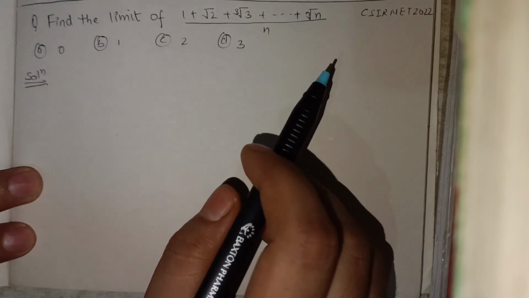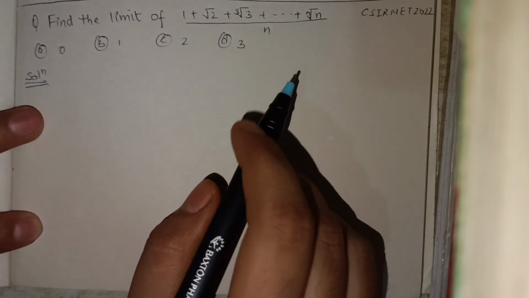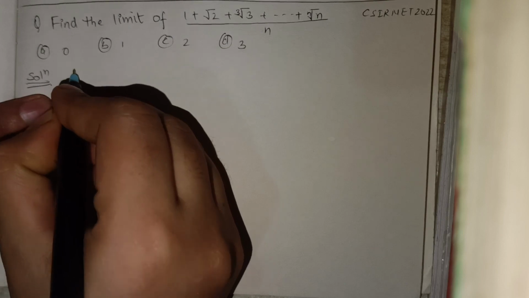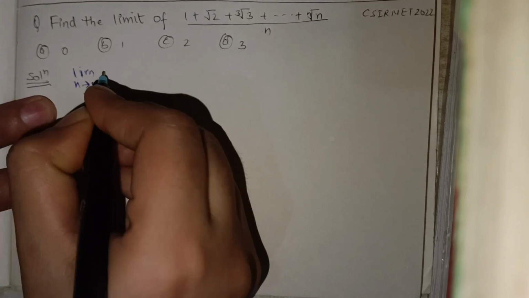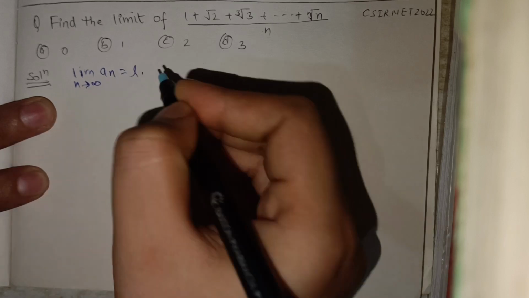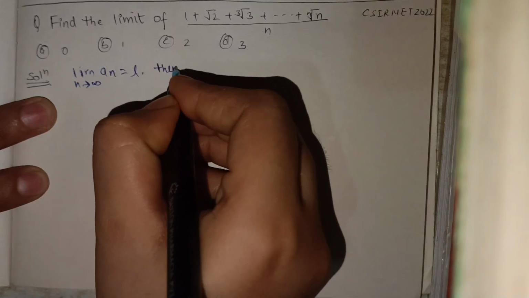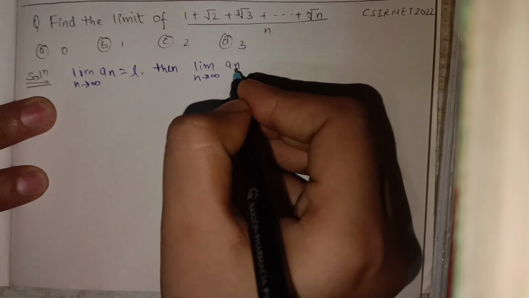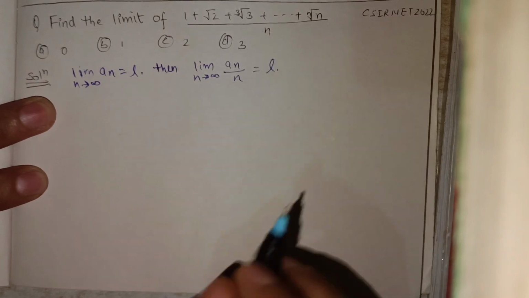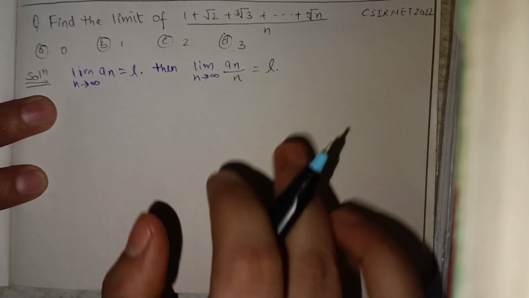We use the Cauchy first theorem to find this. What does Cauchy first theorem say? If the limit as n tends to infinity of a_n is equal to L, then the limit as n tends to infinity of (a_1 + a_2 + ... + a_n) upon n is equal to L. This is what Cauchy first theorem says.